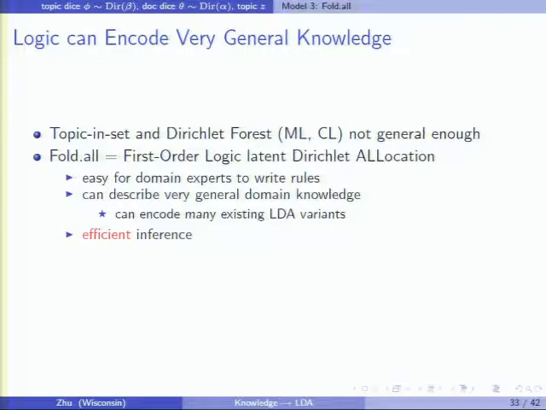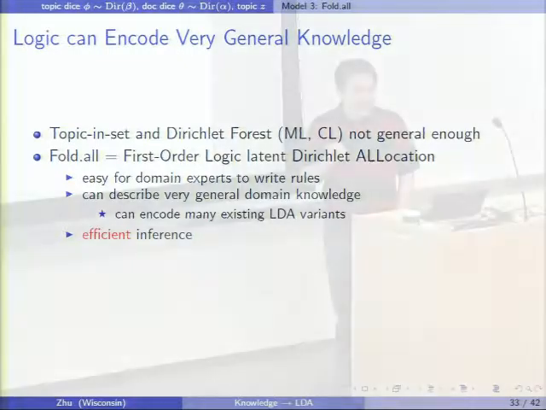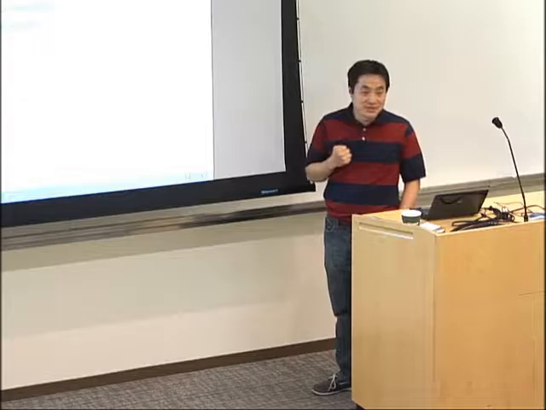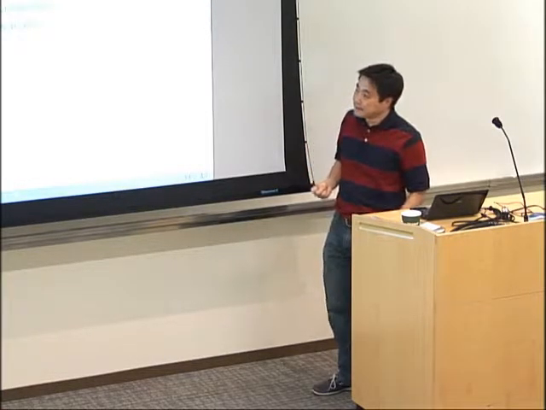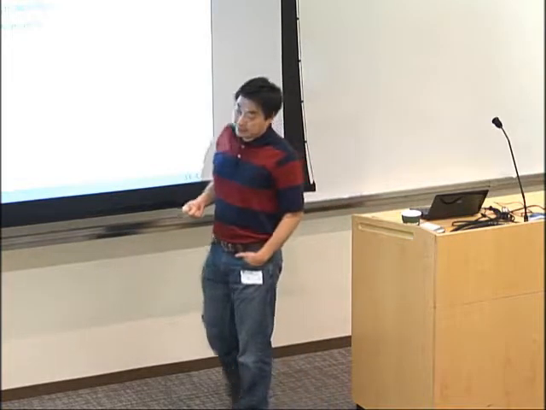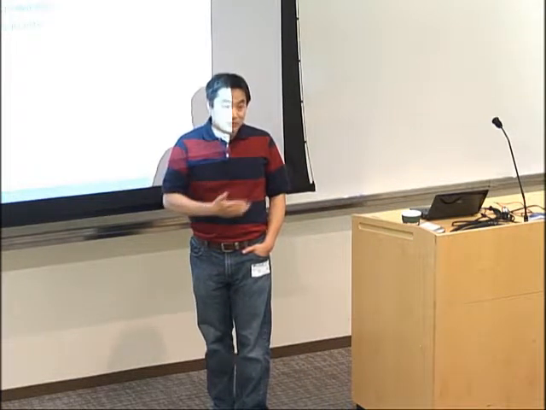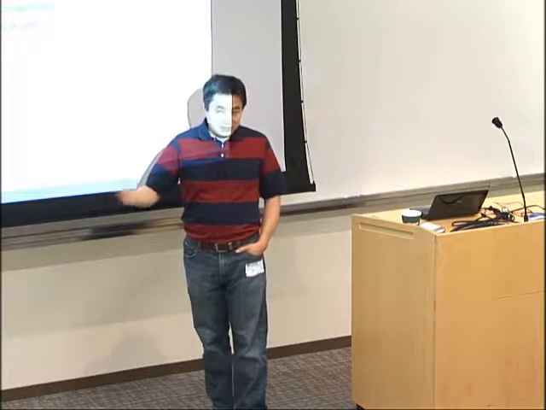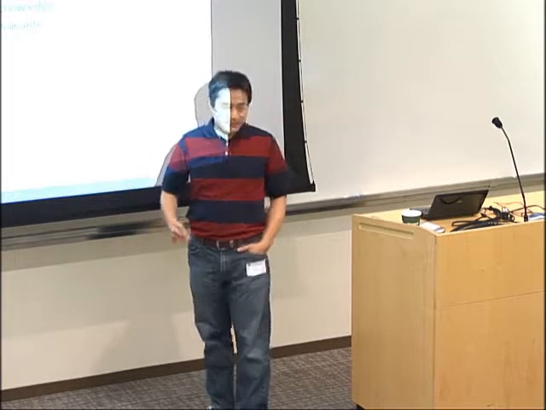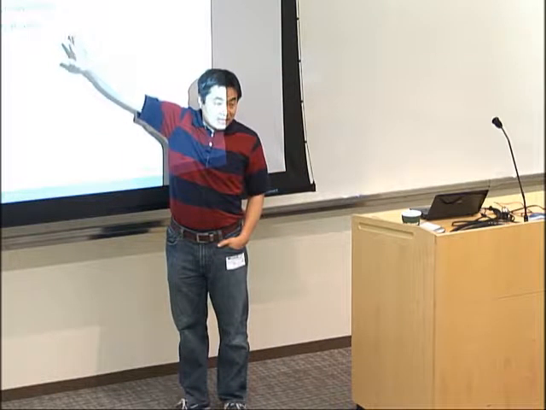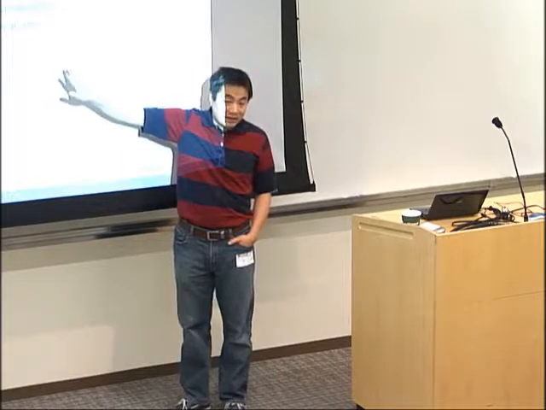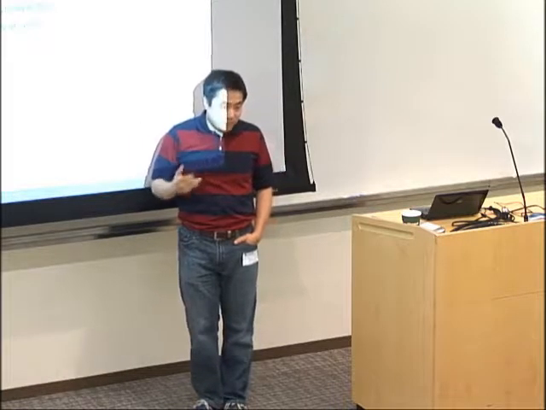And the solution is, let's go to first-order logic. A domain expert can usually specify his knowledge in first-order logic form. So the advantage is it's easy for an expert to just write down a knowledge base in logic and say, okay, here are the things I want to satisfy in terms of the topic. Okay? It's very general. In fact, it can encode several existing variants that have been proposed in the literature.